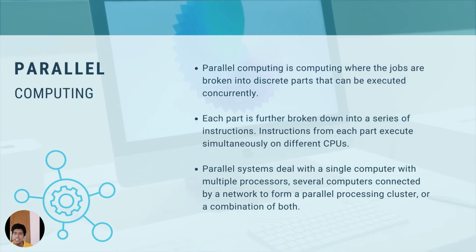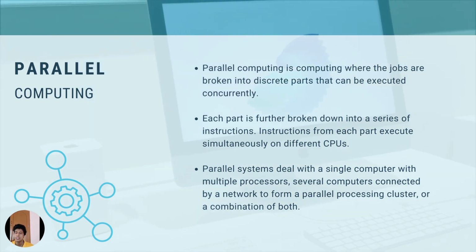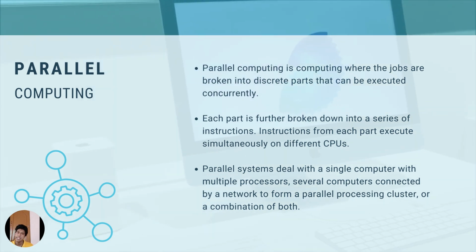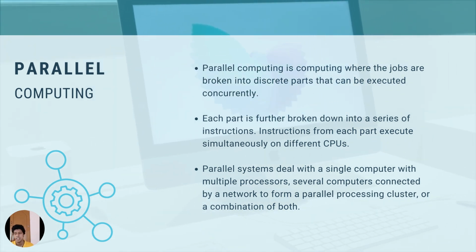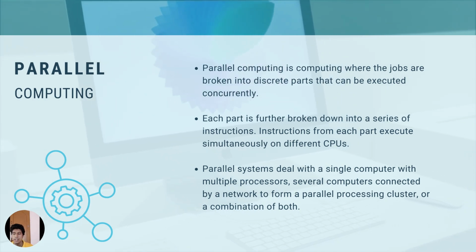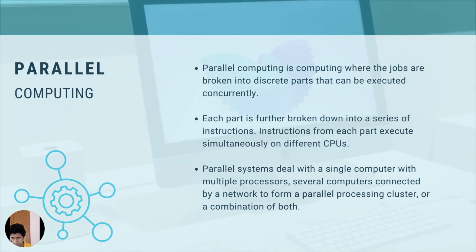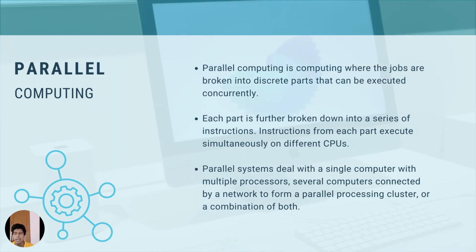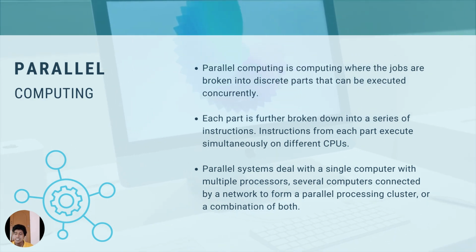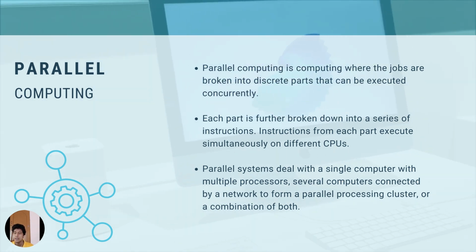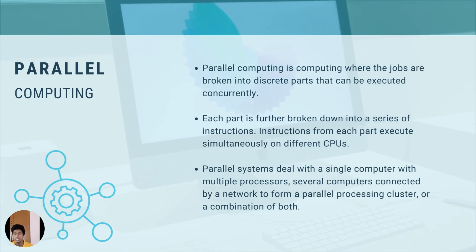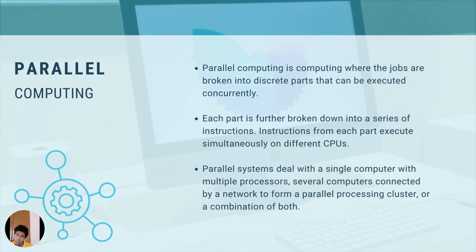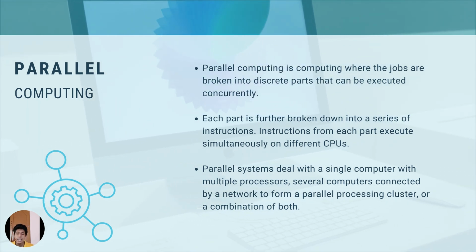These parts are further broken down into a series of instructions. That's where the term instruction stream comes in. The instructions from each part are executed simultaneously on different CPUs. When we go deep into the working of parallelism, we find that parallel systems deal with a single computer with multiple processors. That's one possibility. Another is several computers connected by a network forming a parallel processor, or a combination of both.